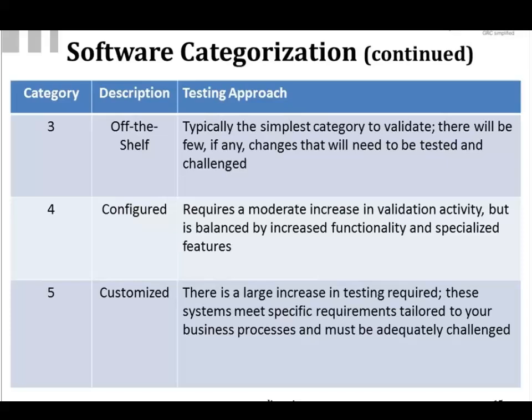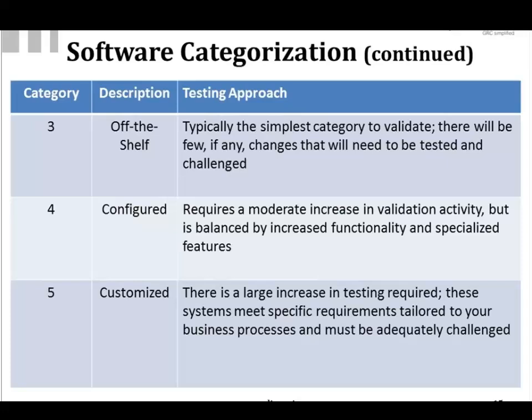You'll see messages coming up from the screen indicating that each step passed. With category 3, these are off-the-shelf software packages. These are things that you're using as is, and it's the very simplest category to validate because you're just going to validate the functionality as a base package. So you're going to have very few, if any, changes that need to be tested and challenged beyond the core package.